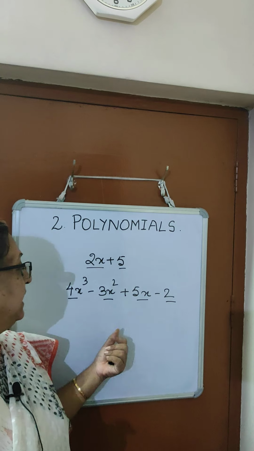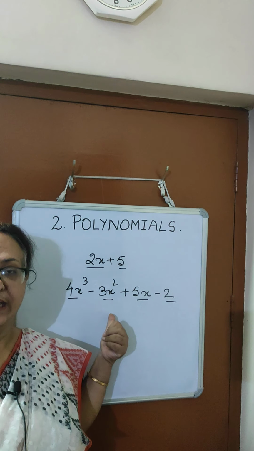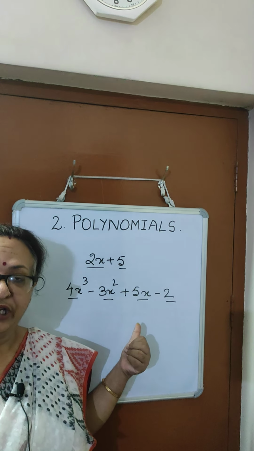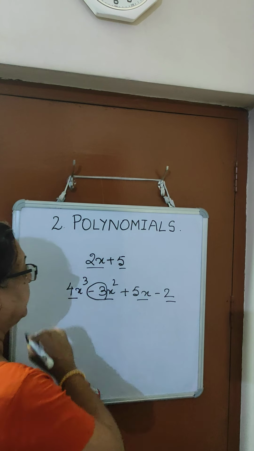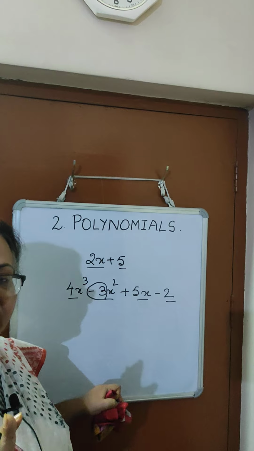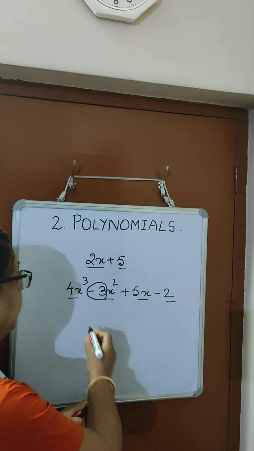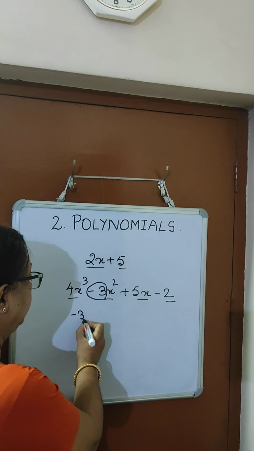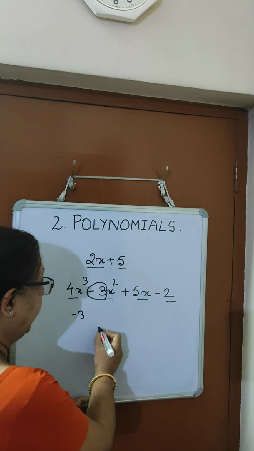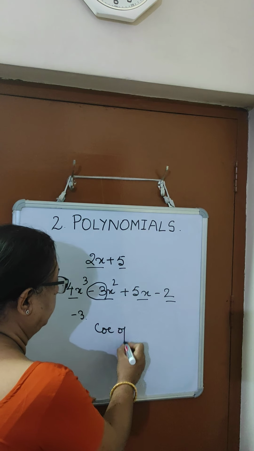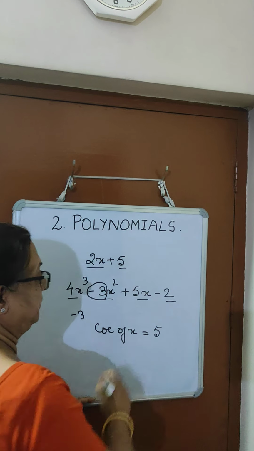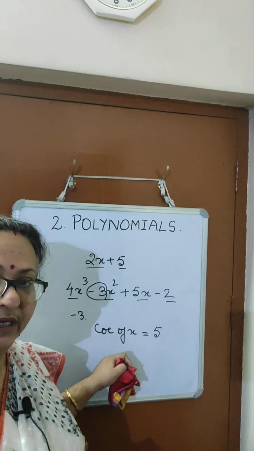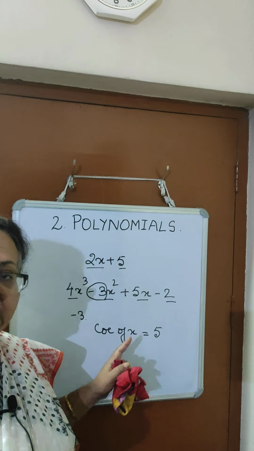Next, suppose I say what is the coefficient of x square? Coefficient means this value with x square. So coefficient of x square in this polynomial is -3. What is the coefficient of x? 5. So clear children, what are coefficients and terms?